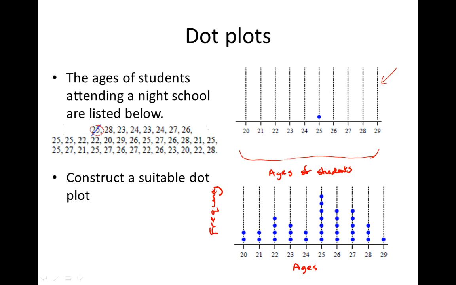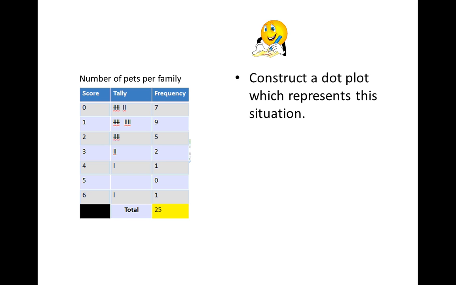Alright, now again, you don't need to draw this, you're just watching for now. Okay, I'm going to get you to cast your mind back a little bit to one of the earlier videos where we constructed a frequency distribution table that showed us the number of pets that were in each family that we surveyed. I've copied that table onto this slide here, and we're going to use it now to construct our own dot plot which shows this situation.